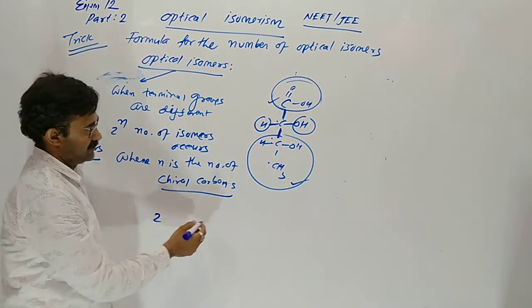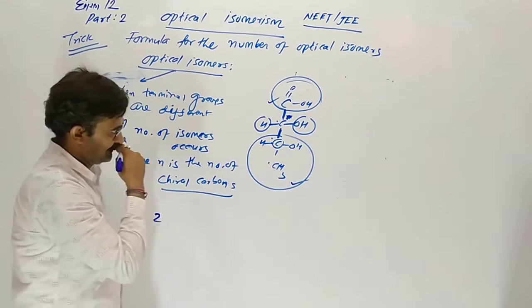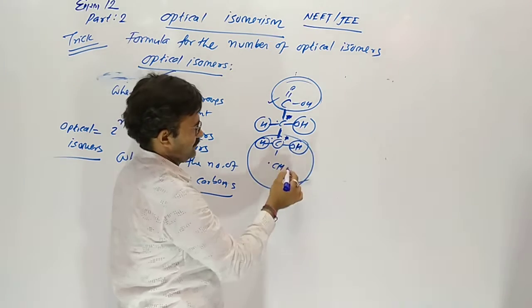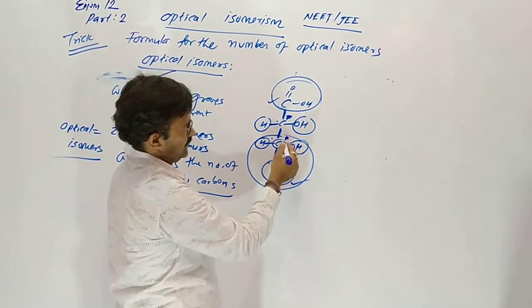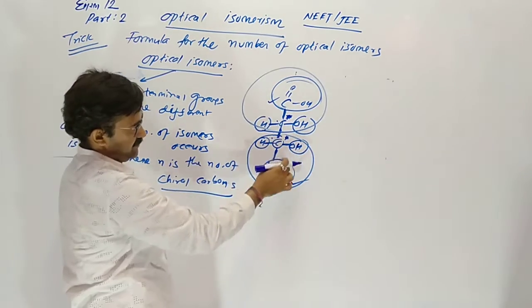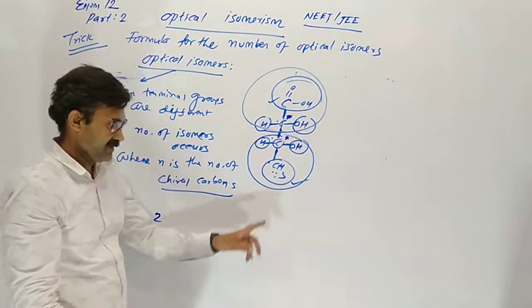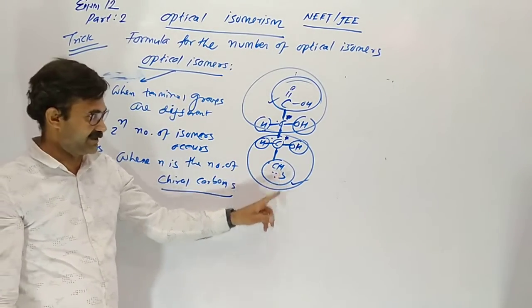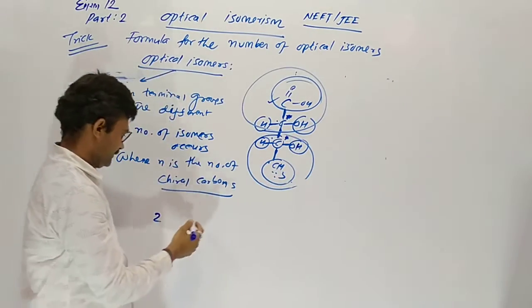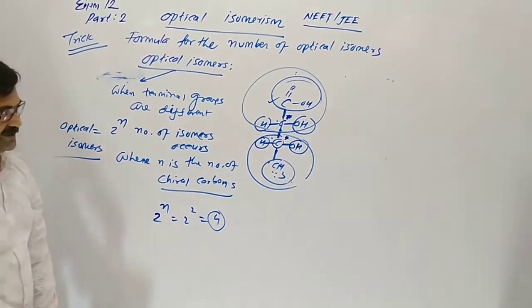Here, what about this carbon? This is a chiral carbon. Asterisk. This one also has HOH, CH3, and all the four parts, 1, 2, 3 and 4, are different. So it is chiral. CH3 is not chiral. 3 hydrogens are the same, which is achiral. So total chiral carbons are 2. So 2 raised to n means 2 raised to 2. So it gives 4 isomers.